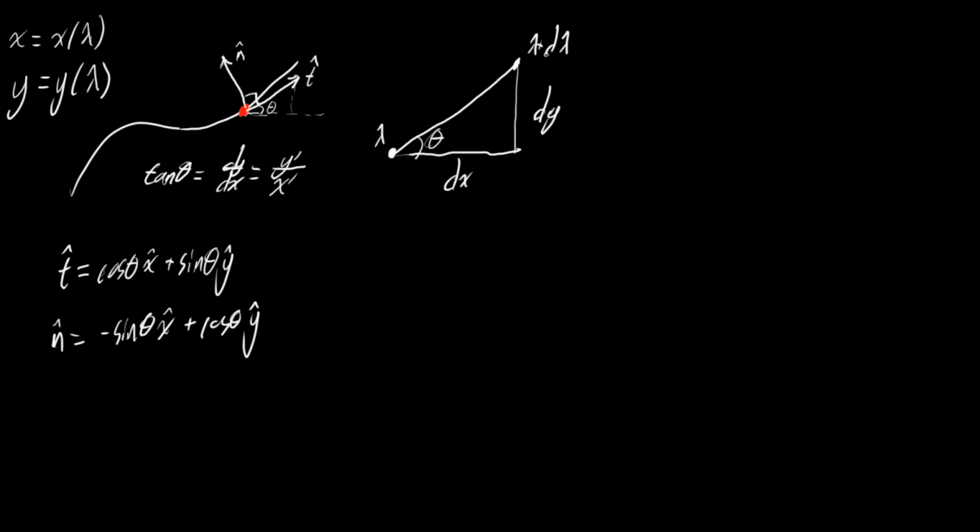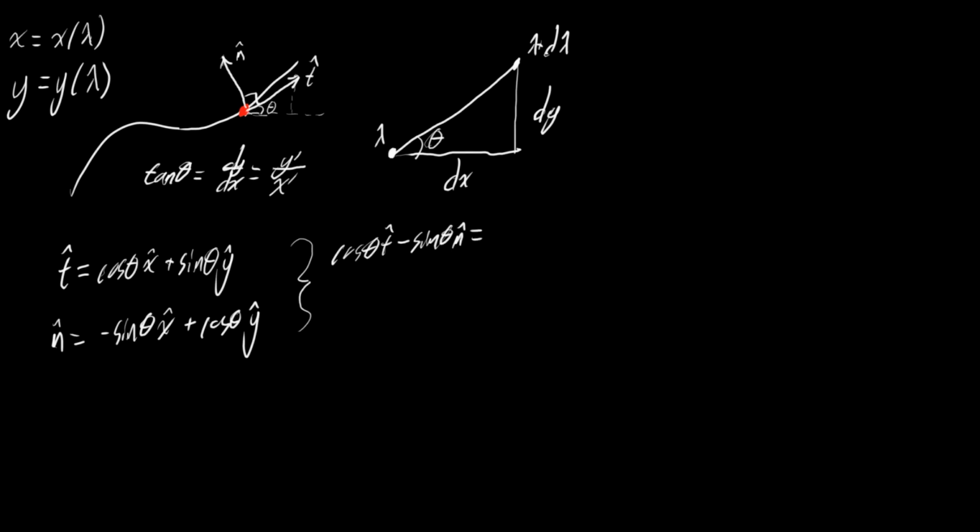However, we're not really interested in how we can describe t hat and n hat in terms of x and y. We are interested in how we can describe x and y in terms of t hat and n hat. To do that, it's pretty easy to convert between the two, because based on how they're written, it's actually very simple. So you can multiply this t hat by cosine theta, and then we can multiply this n hat by negative sine theta.